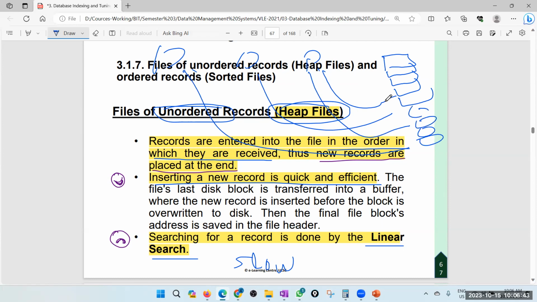Heap file is the simplest type of file to manage because we just have to add records to the end. Especially the insert operation is super simple. And you don't need any extra structures to manage the file, because we just add it to the end.